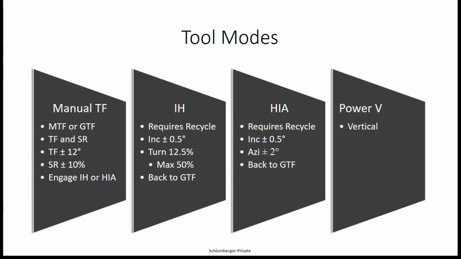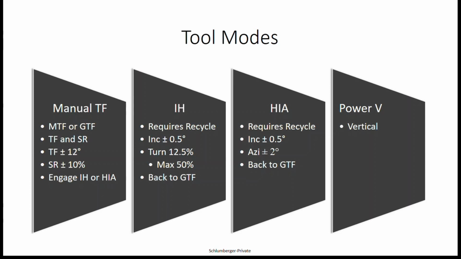The last thing you need to understand is the 4 different tool modes available for the tool. So you have a manual tool face, inclination hold, hold inclination azimuth, or a power V option. The manual tool face is similar to a conventional motor. You can select to send it in magnetic or gravity tool face, and then you have a predetermined list of tool faces with associated steering ratios.